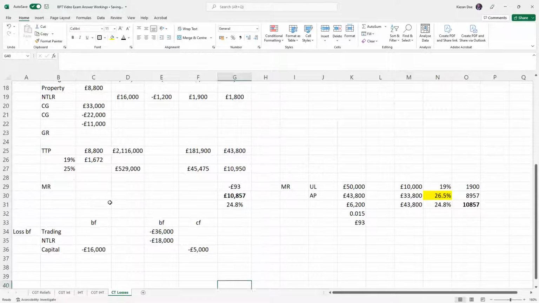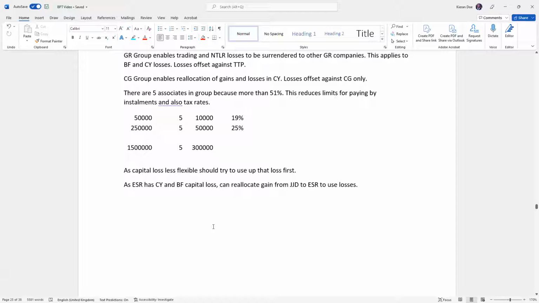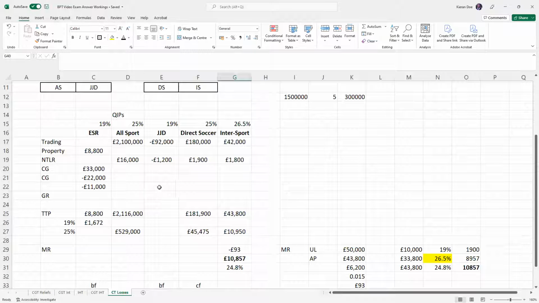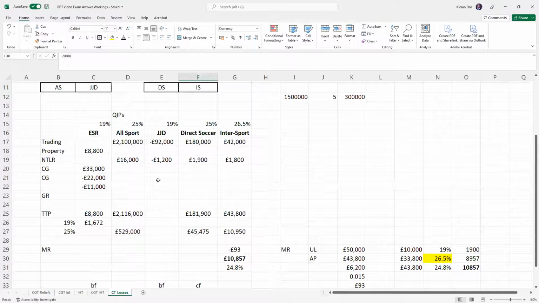Sometimes the questions state you have to show the carried forward loss. Always good practice to do so. So we could say there would be a carried forward capital loss, a chargeable loss in ESR, of 5k carried forward to offset against future gains. And again, if any other group company gets a gain, they could reallocate it here, and therefore be able to use that brought forward loss, just as we have done here.